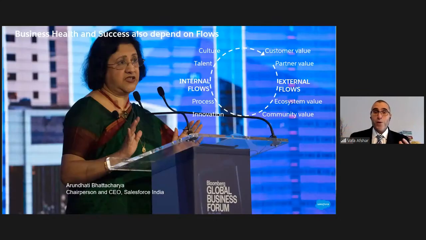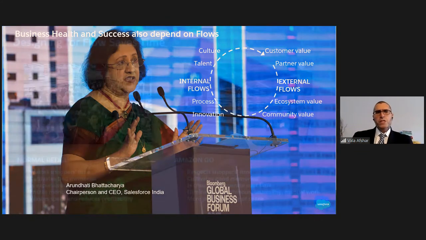And we also talk about flow in terms of a healthy business. We have internal flows, how we manage our culture, our talent, our process and innovation. We have external flows in terms of customer value, partner value, ecosystem value. These flows are bidirectional in nature. The way we manage our Salesforce business in India is focused on these internal values and external values based on flow.